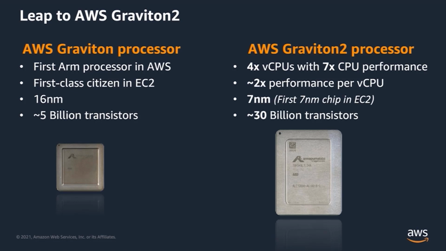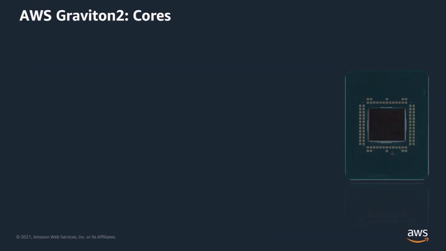And Graviton2 is also the first 7 nanometer chip in EC2. And keep in mind, these pictures are to scale. Graviton2 has around 30 billion transistors overall. And then let's talk a little bit about cores, N1 and ARMv8.2.